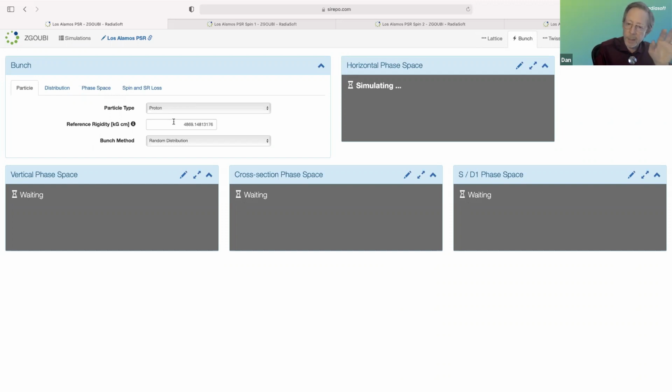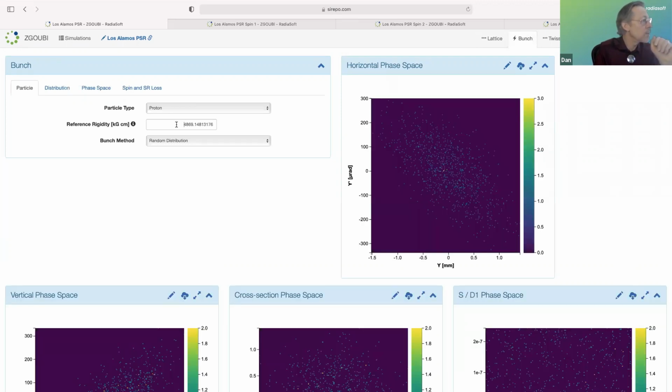Zgoubi uses the magnetic rigidity rather than the kinetic energy or the total energy of the particles to describe the energy of these particles. This 4869 and change corresponds to protons at a kinetic energy of 797 MeV. That's the design energy of the PSR.